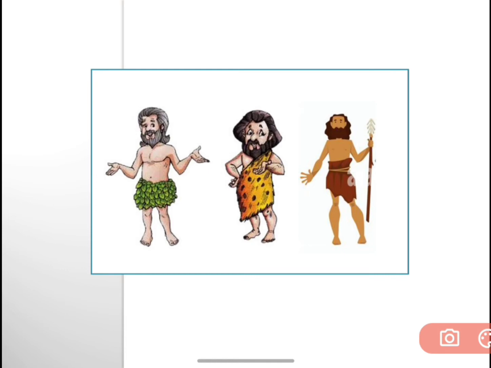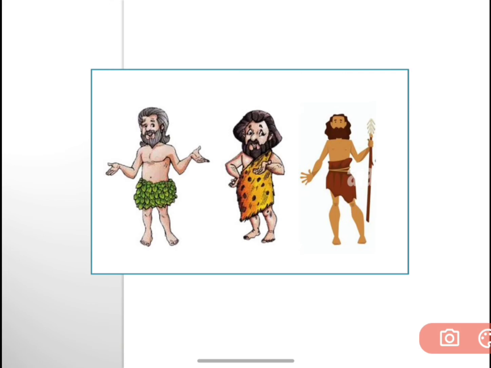Shelter in the caves, that is rocks, from where did you get it? From nature. They are hunting animals and eating meat. From where are you getting animals? From nature, isn't it? Berries, fruits, all this food is coming from nature, isn't it? That's why they worshipped nature.